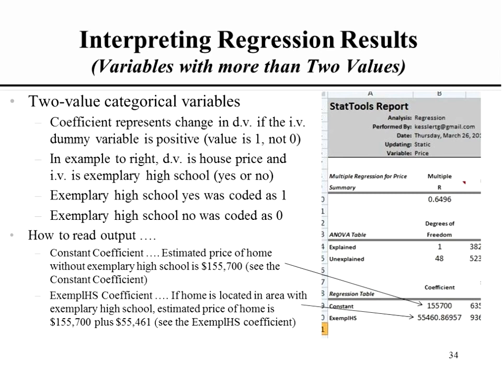But this shows you how you would read a regression output if you have a categorical variable like the exemplary high school. So you would see the constant reflecting the price, the independent variable value, the dependent variable value price, 155,700, and you would see the coefficient of the dummy variable, the exemplary high school, as being 55,460.